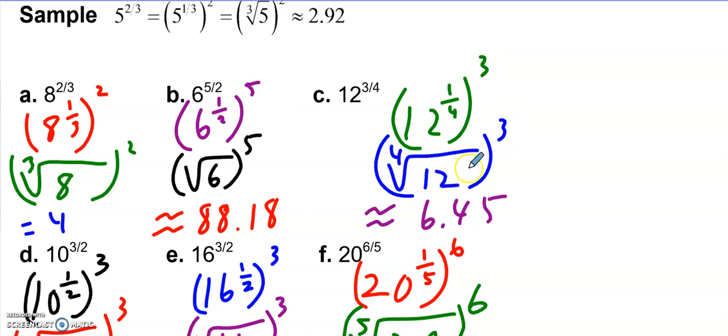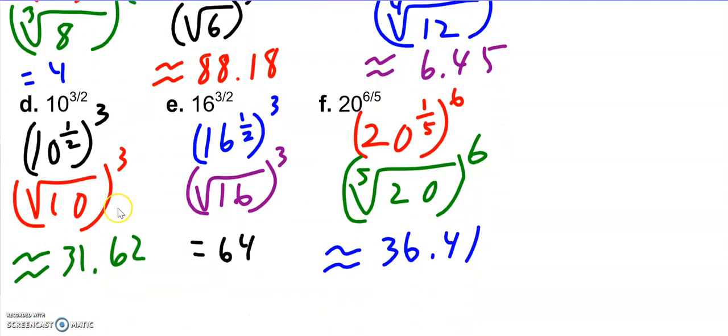So the blue is the important part, and then the purple, which is approximately 6.45. For D, we have 10 to the 3 halves, which is 10 to the 1 half to the third, or again, the red is the important part here, the square root of 10 to the third. This is approximately 31.62. For E, 16 to the 3 halves is 16 to the 1 half to the third, which is the important part here in purple, the square root of 16 to the third, which is 64.